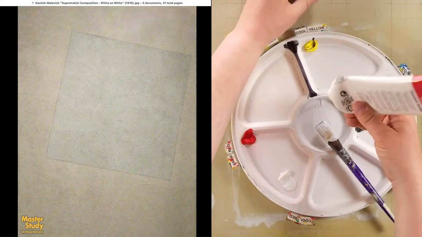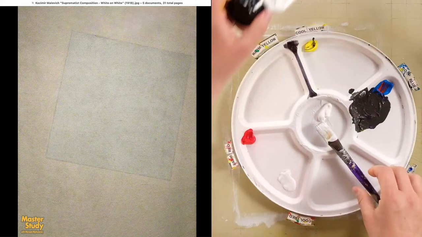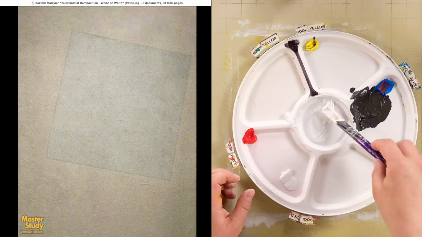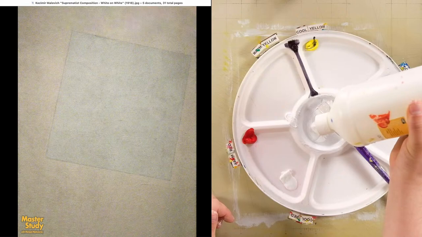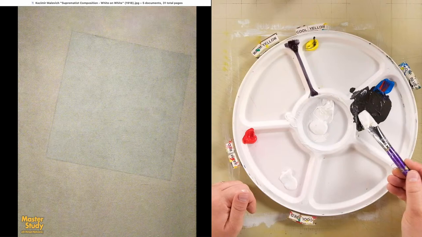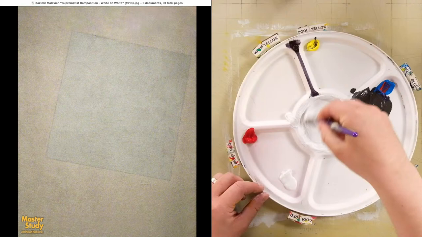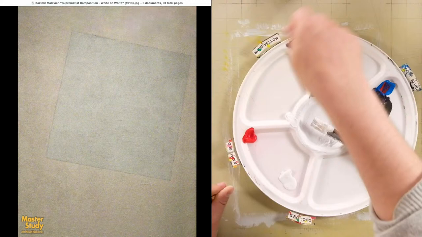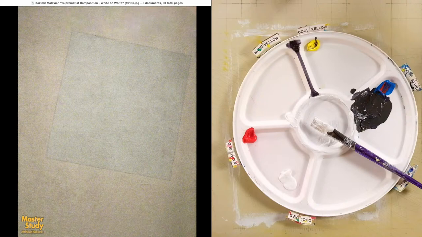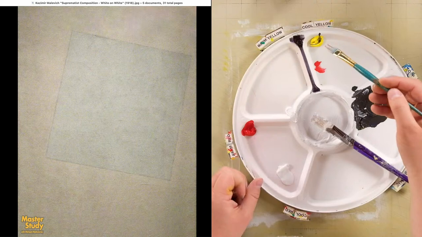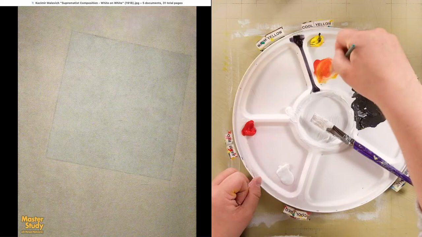Oh, that's a lot. So I may just take a bit out and use later. Let's put some matte medium in. And then let's take some of our black and just mix this. Okay, the next thing I'm going to do, to add a little bit more color in there, is take some of our yellow and red, and mix that into an orange.